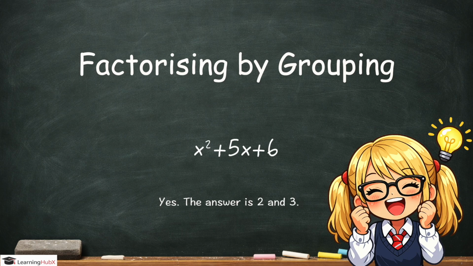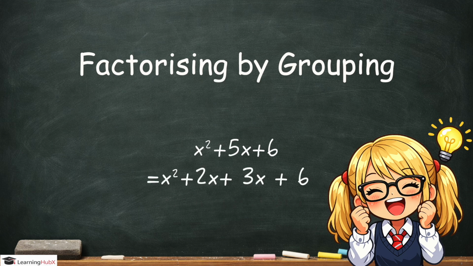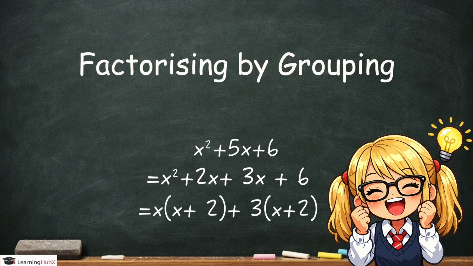2 times 3 equals 6, 2 plus 3 equals 5. Now you can factorize it into x squared plus 2x plus 3x plus 6. Which can further be factorized into x times (x plus 2) plus 3 times (x plus 2).